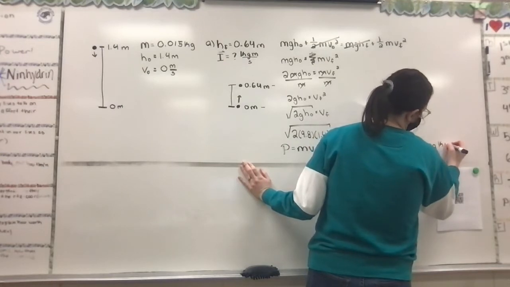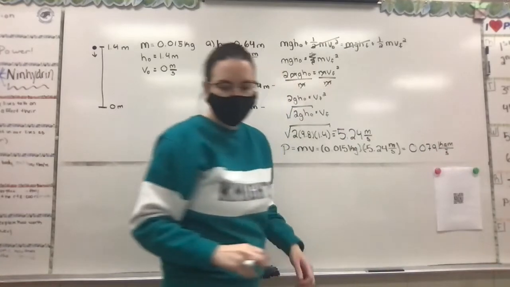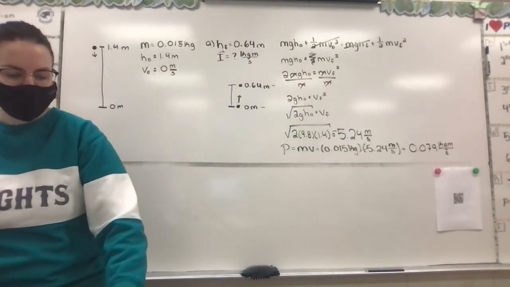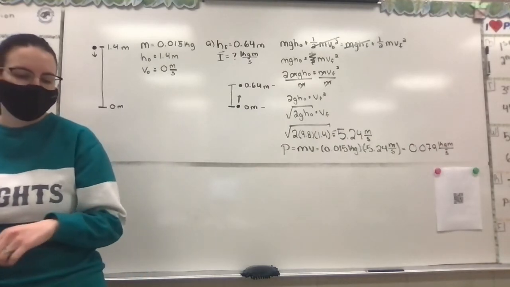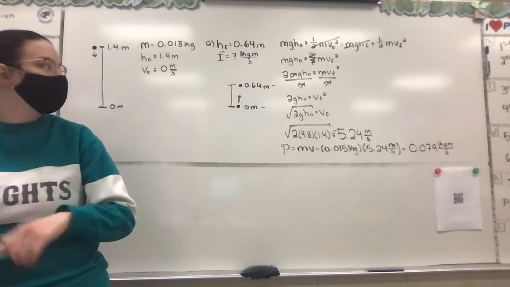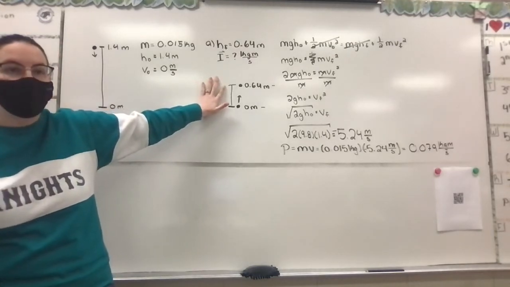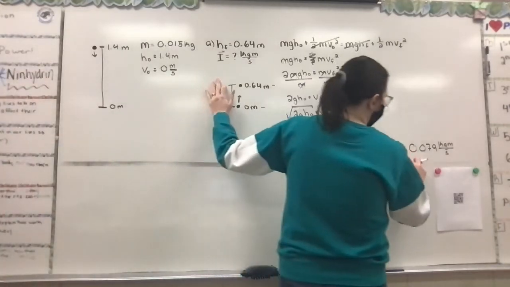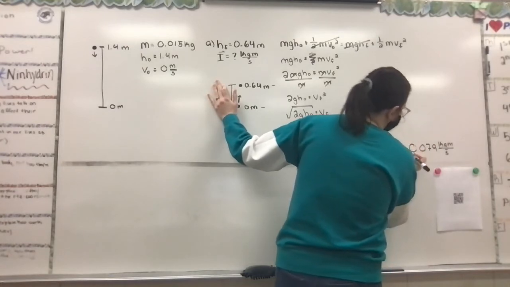And don't forget that the units are kilogram meters per second, okay? So what we're going to do in order to find what our velocity is up here, yeah, what? Oh, yes, it is supposed to be negative. Good job, good eye. Okay?